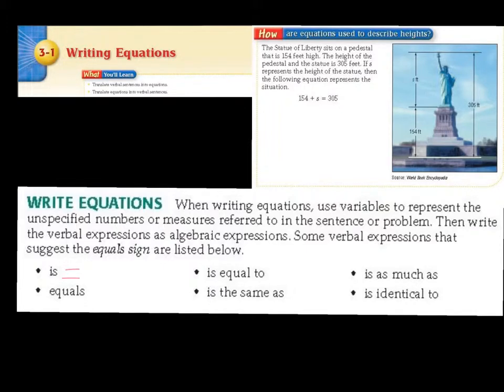Is, we say, always means equals. Equals obviously means equals. Is equal to, is the same as, is identical to.